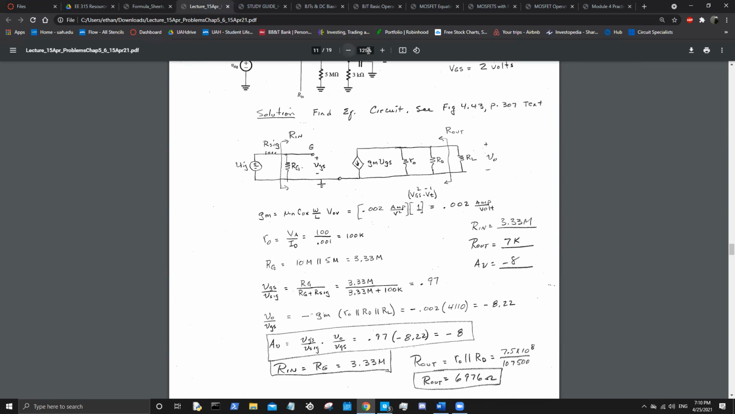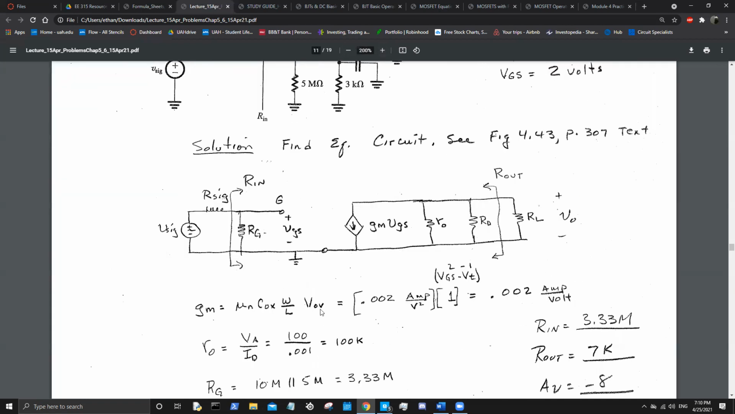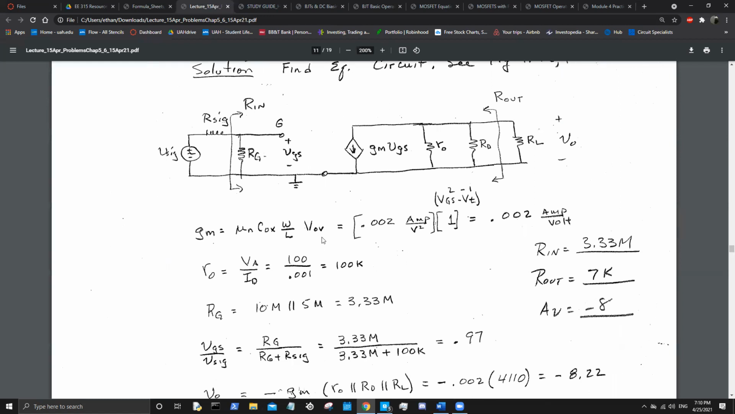What is this? Let's zoom in real close. That's VGS minus VT, your overdrive voltage. VGS was given, and then 2 minus 1 is 1. So it's just 0.002 amps per volt. So that's that.